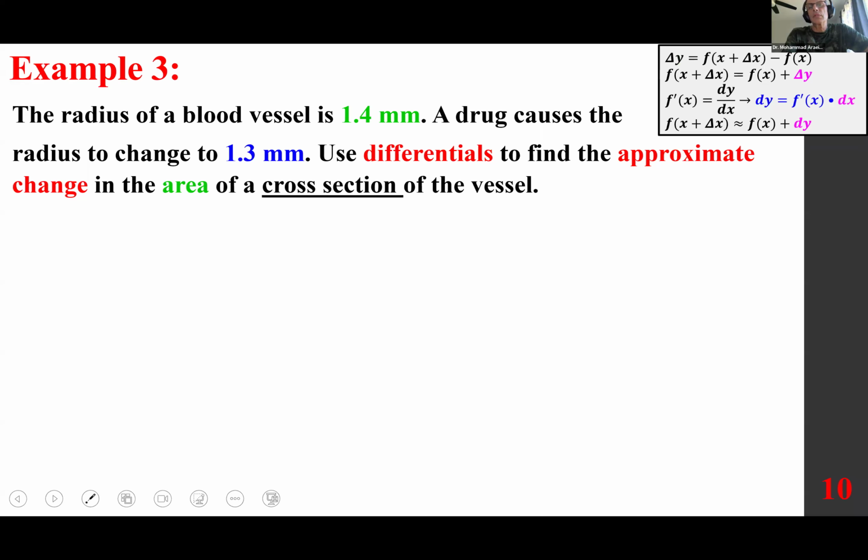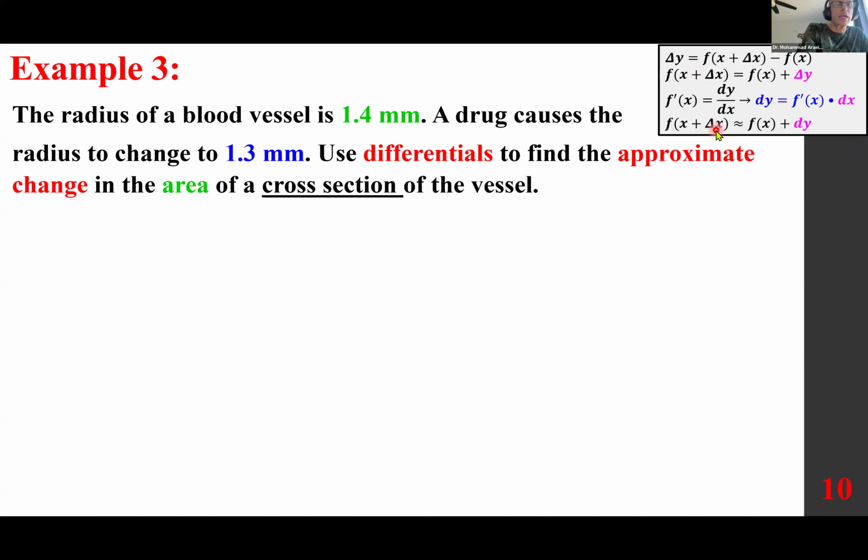So delta y represents the rise along the curve, which is f of x plus delta x minus f of x. Moving things around, f of x plus delta x is f of x plus delta y. f prime of x is dy/dx, and therefore dy is f prime of x dx. And this equation, if we replace the delta y with dy, becomes an approximation.